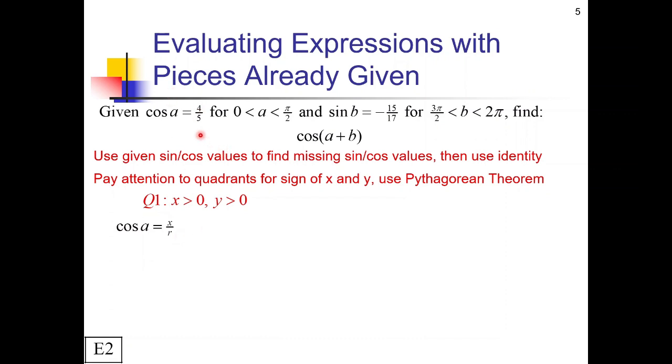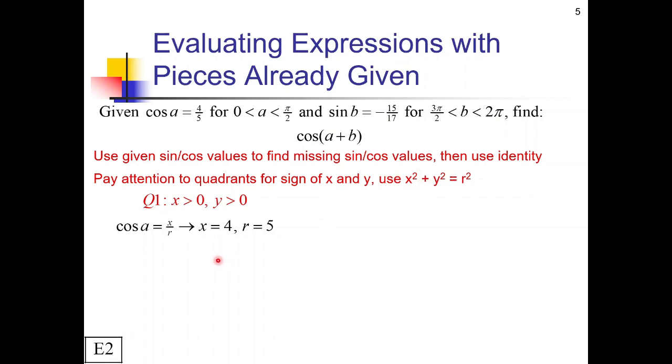And since we know that r is always positive, and we saw here that x is positive, that's telling us that x is going to be positive 4, and r is going to have to be positive 5. Based off of this, we can figure out the y value. Now remember our Pythagorean theorem: x squared plus y squared equals r squared. In fact, I'm just going to write the formula right there. Might as well just cut to the chase, right?